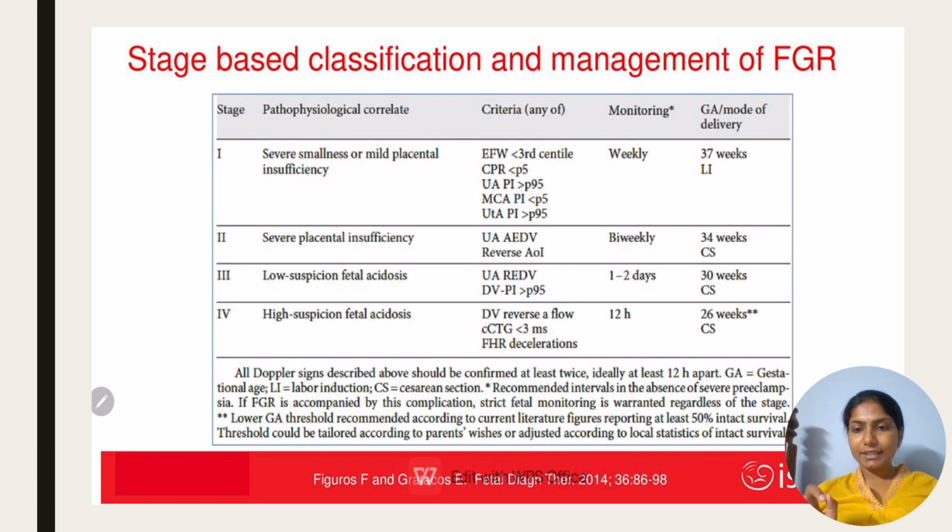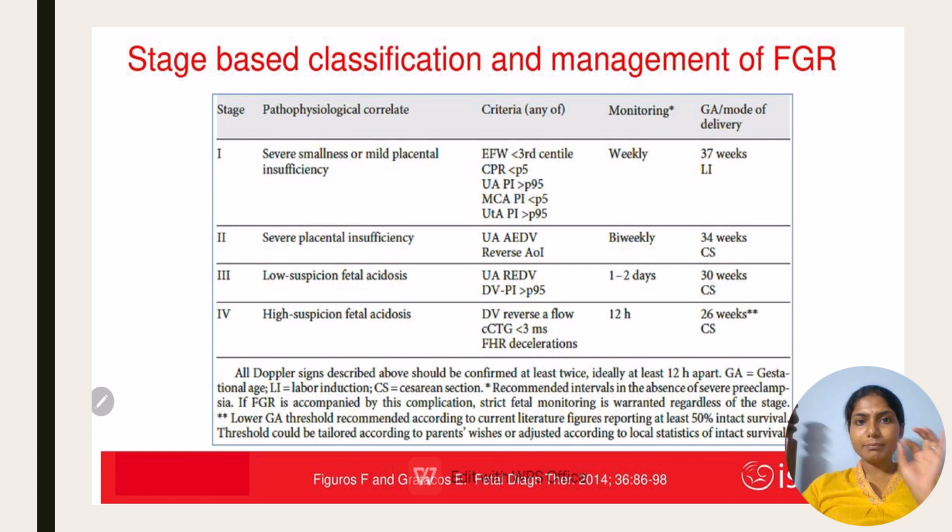What is the criteria? If the estimated fetal weight is less than 3rd centile, or if the CPR is less than 5th percentile, or umbilical artery PI is more than 95th percentile, or MCA PI is less than 5th percentile, or uterine artery PI is more than 95th percentile. When should you monitor? Serially, every week you have to get a Doppler done. When should you deliver? After 37 weeks.